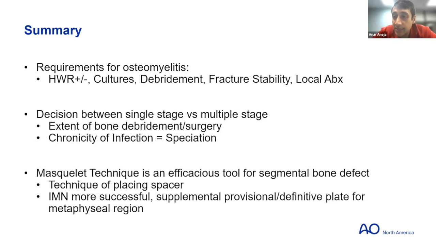But in cases where there's a significant region of the metaphysis, I find this supplemental plate, whether it's provisional or definitive, to be very, very beneficial, not only for maintaining my reduction like Dr. Serkin was talking about, but also maybe providing a better strain. We talk about nail plate combos for distal femurs, so why not nail plate combos for tibias also in this case? And it turned out pretty well. So with that, unless there are any critiques or comments, I'm going to stop sharing.